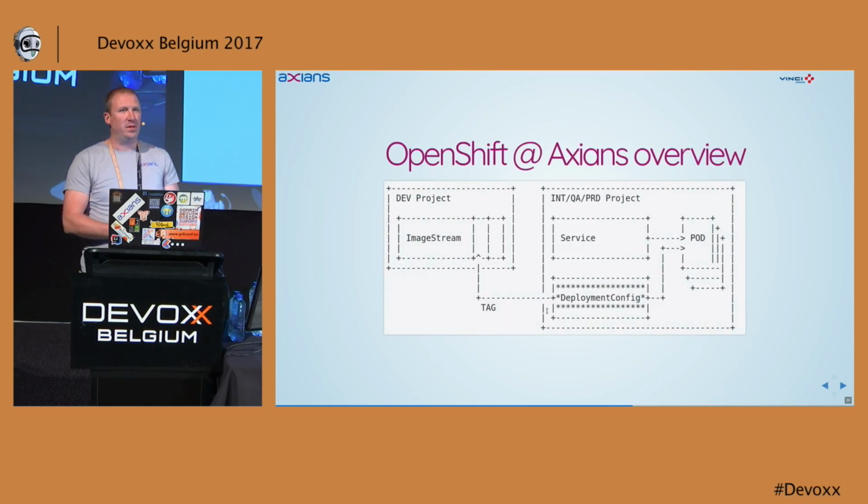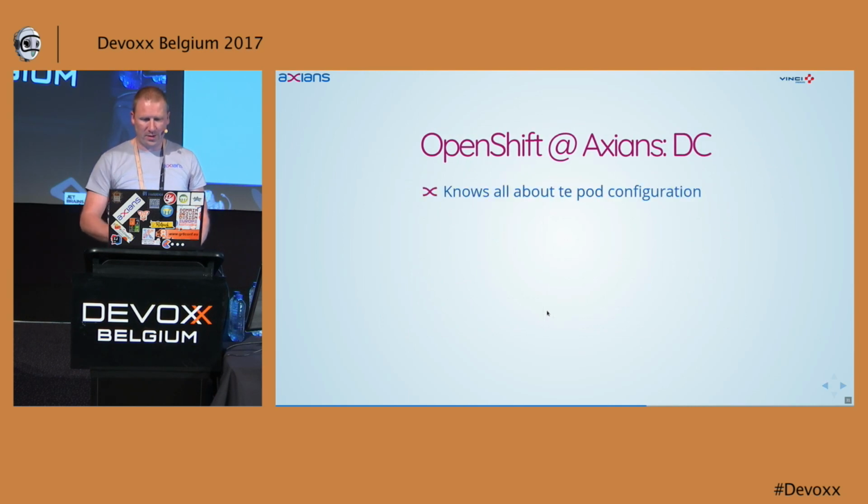The key part now is the deployment config for the runtime project. It's the hardest one to understand also. Okay. So the deployment config basically is the configuration and the gatekeeper for the pods so that the pods are correctly started. He knows all about the pod configuration. So he knows which ports are exposed and so on.